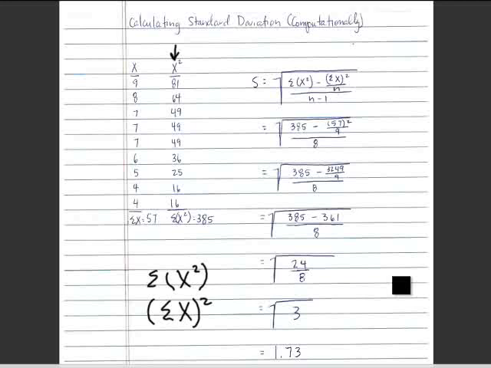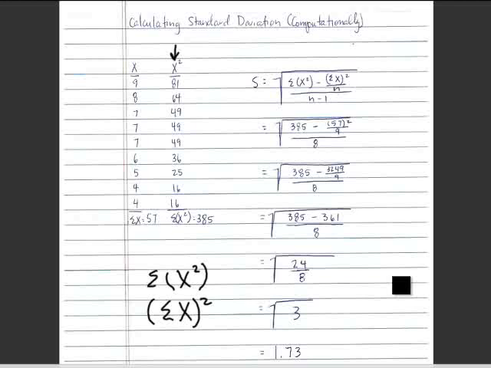For this set of data, notice that we did find the standard deviation was equal to 1.73. This is the same set of data that we used when we were calculating standard deviation from a conceptual method. This is our computational method. So not surprisingly, we should find the same number.